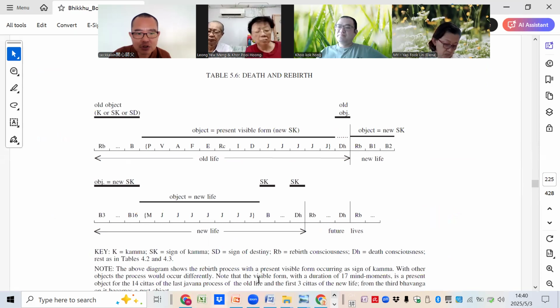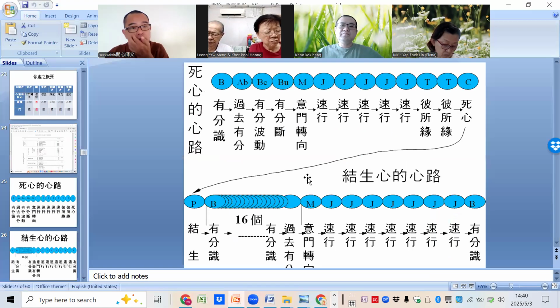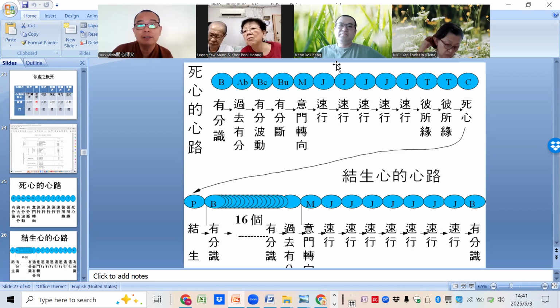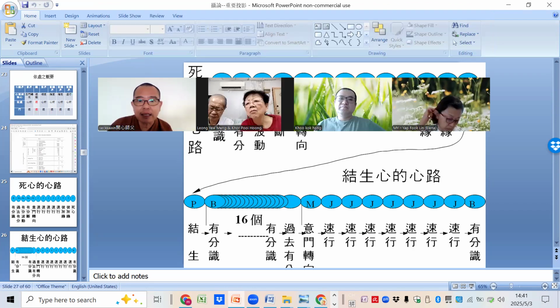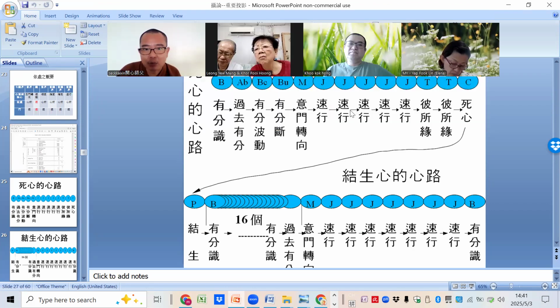Okay, let me just show you this one also. For this one we call it the patisandhi, the death moment. You see, class, only got 5 only. 1, 2, 3, 4, 5 Javana only. But these 5 Javana will reflect our future, our destiny. So you remember or not? Let's say before we pass away, they got the 5 Javana Chitta.